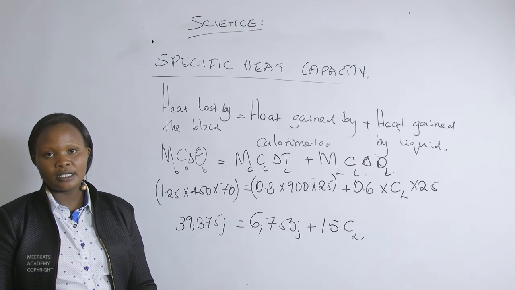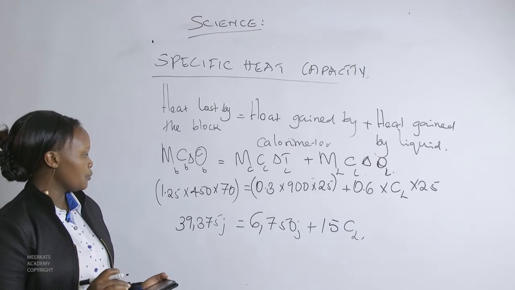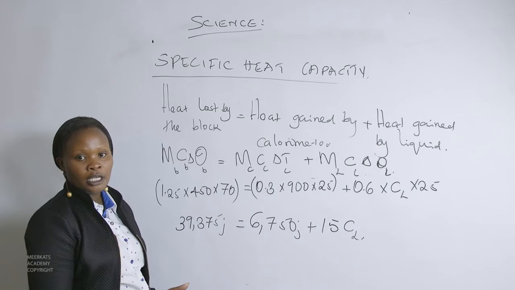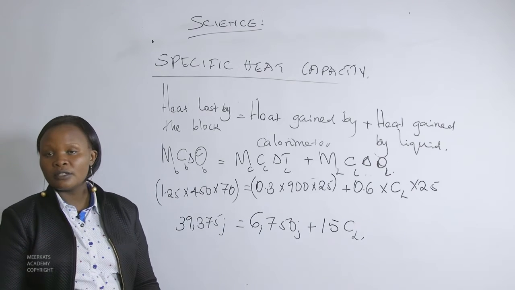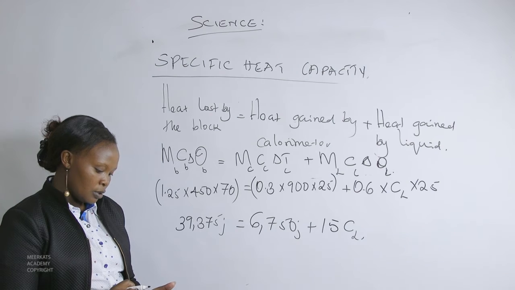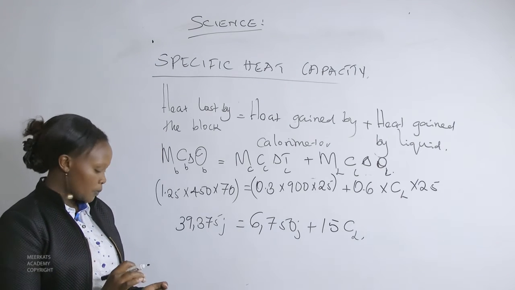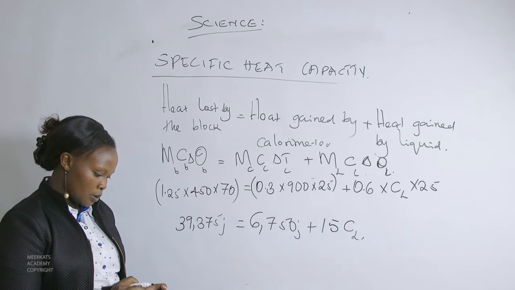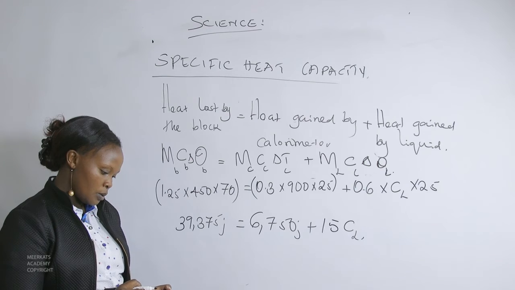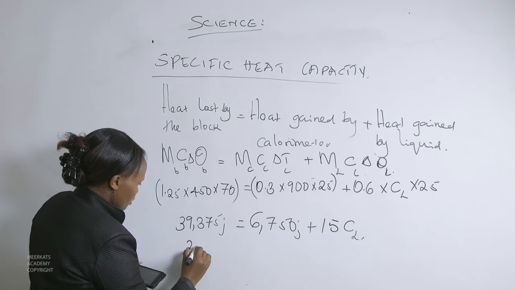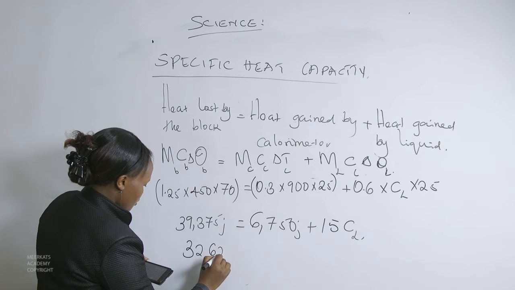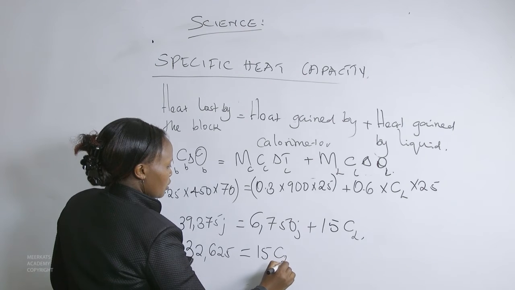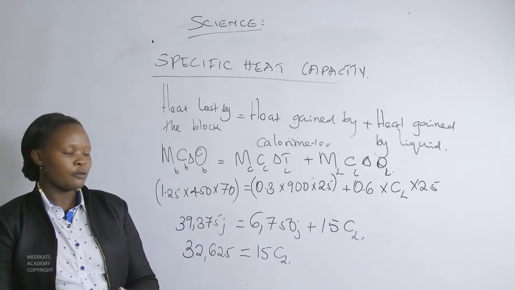Let us now collect the like terms, and that will mean we subtract 6,750 from the figure we have on the left-hand side of our equation, which is going to yield $32,625 is equivalent to 15 multiplied by the specific heat capacity of our liquid.